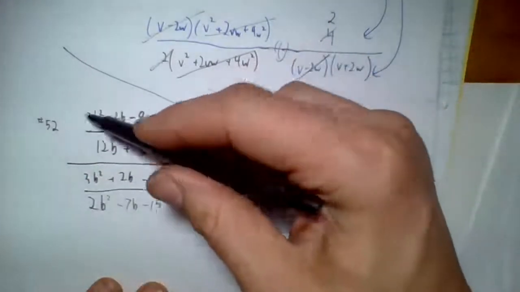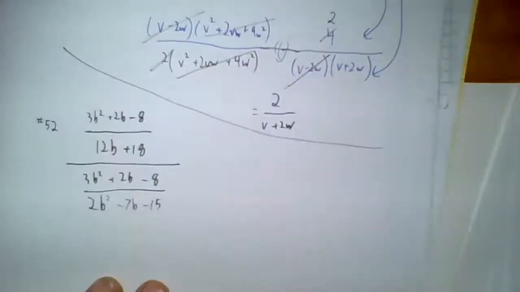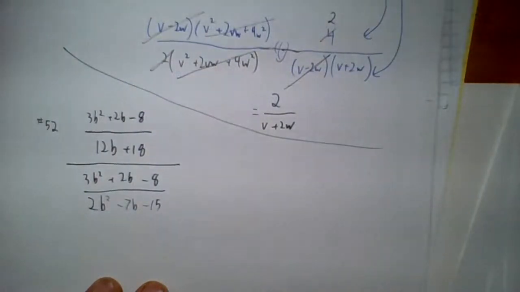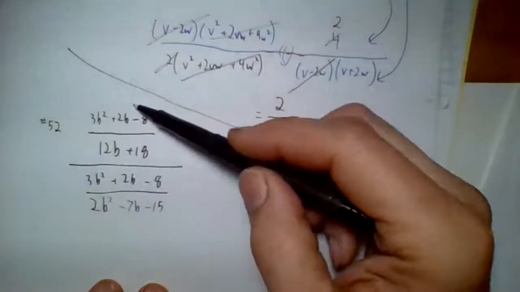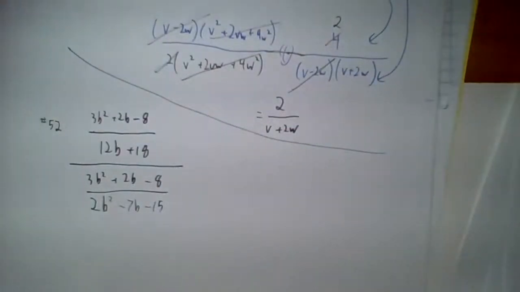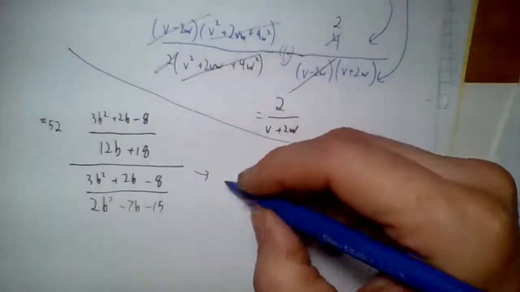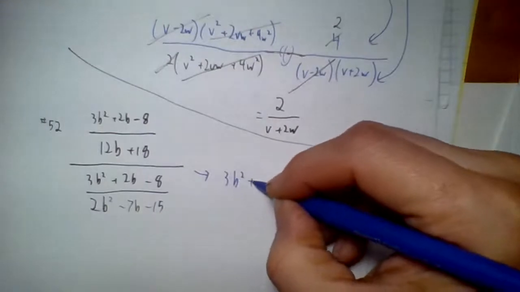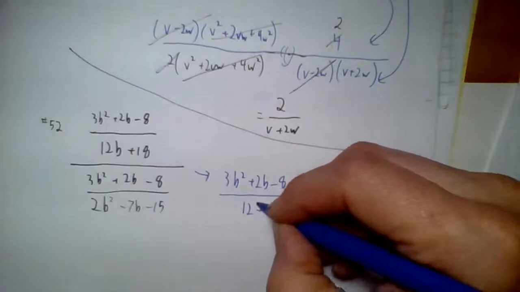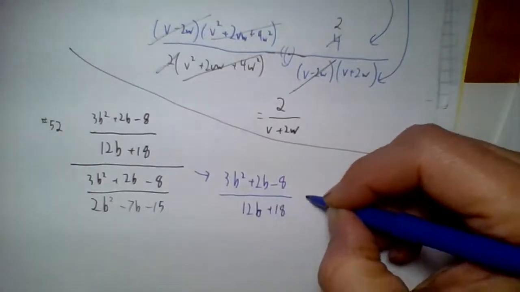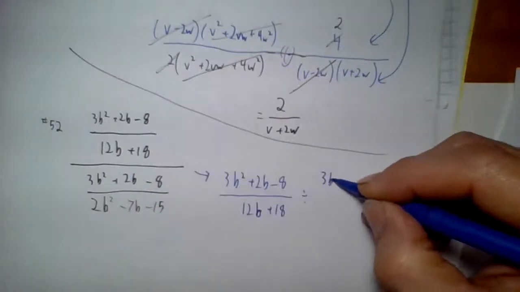But if you've got a single rational expression here, and a rational expression here, then what that big fraction just means is it's a division problem. We're just dividing this rational expression by that one. So this is just another way of writing a division problem. That just turns into 3b squared plus 2b minus 8 divided by 12b plus 18, that whole fraction divided by this whole fraction.